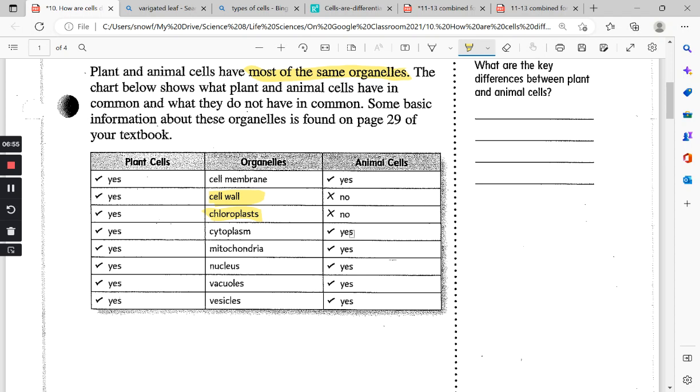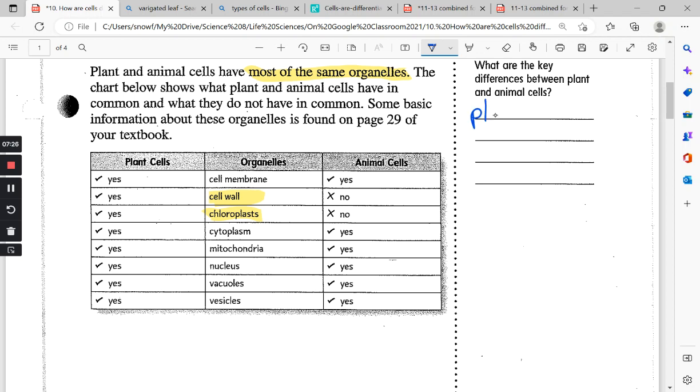Cytoplasm, check. Mitochondria, check. Nucleus, check. Vacuoles, check. Vesicles, check. So let's answer, what are the key differences between plant and animal cells? Well, we just circled two of these. It looks like the plants have two extra things that the animal cells do not.